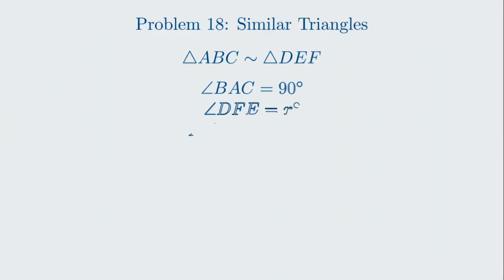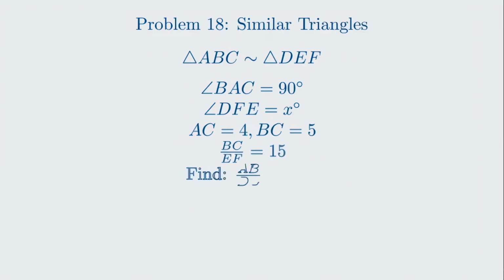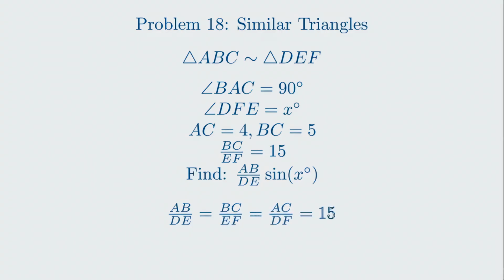Angle DFE is x degrees, AC is 4, BC is 5, and the ratio of sides BC over EF is 15. We need to find AB over DE times the sine of x. Let's first use the similarity property. Since the triangles are similar, the ratio of any pair of corresponding sides is the same. We know the ratio BC over EF is 15. This means that AB over DE must also be 15, and AC over DF must also be 15.